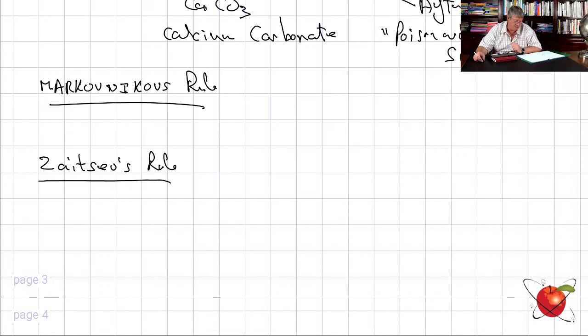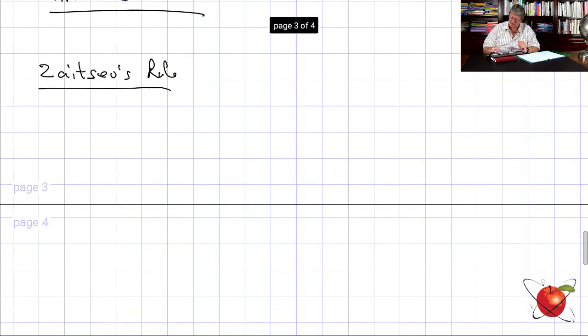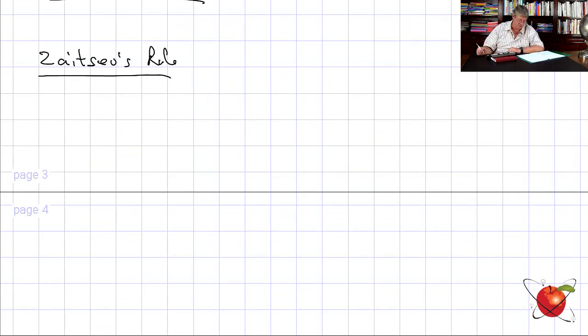Okay? Zaitsev's rule predicts the favored alkene in an elimination reaction. It says the most substituted product will be the most stable. All right? Let's have a look at Zaitsev's rule. I've got one here if you want one. Okay, let's have a look at this.